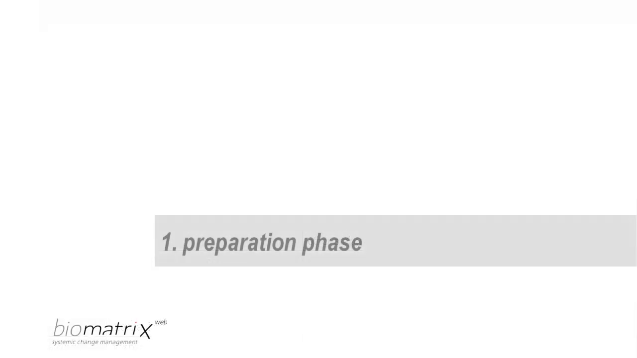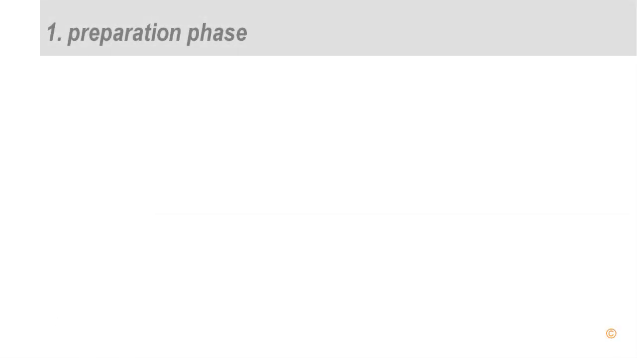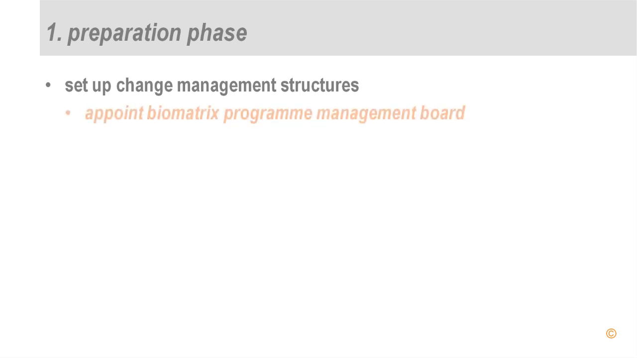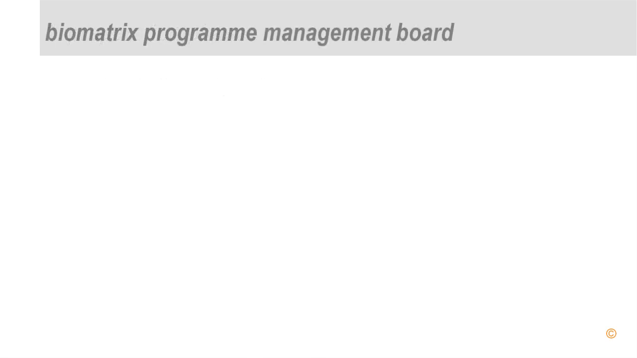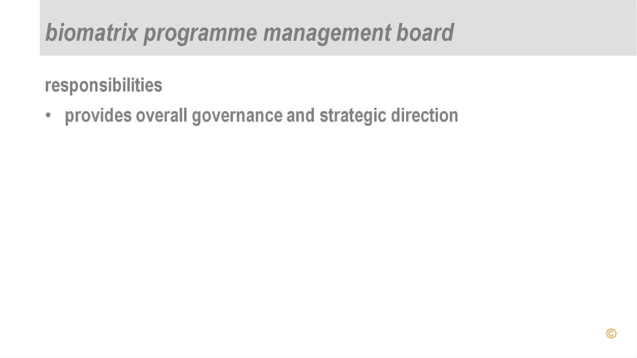Let us look more closely at the preparation phase. First, we need to set up change management structures. This includes, first of all, the Biomatrix Program Management Board. The responsibilities of that board are that it provides overall governance and strategic direction in line with the overarching strategic requirements and needs of the organization.